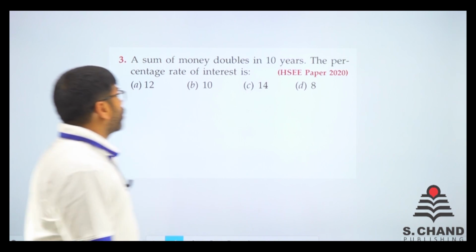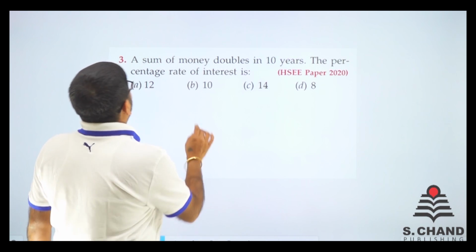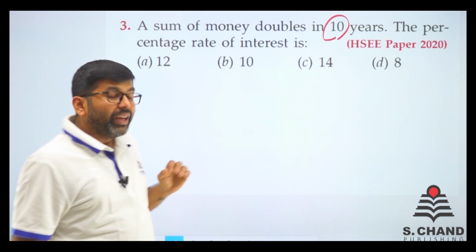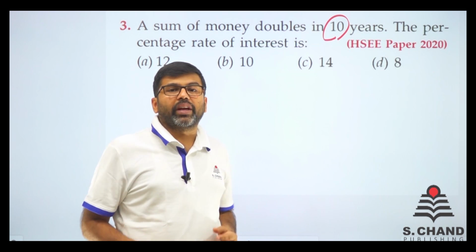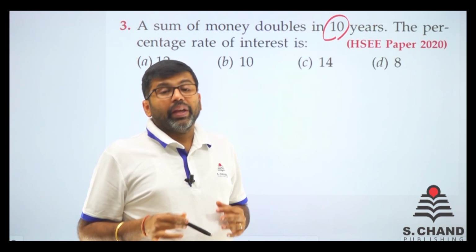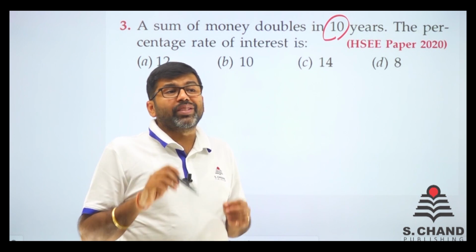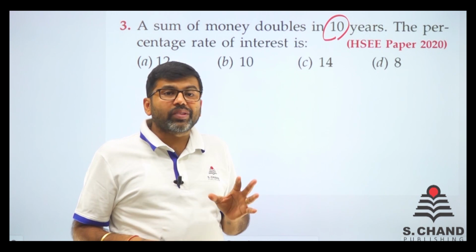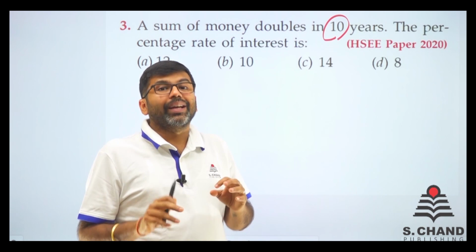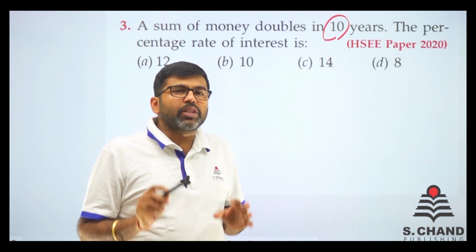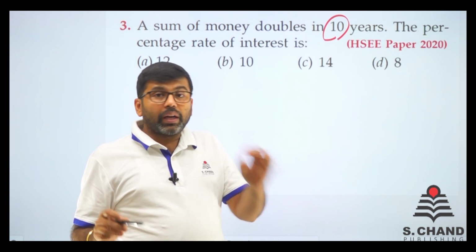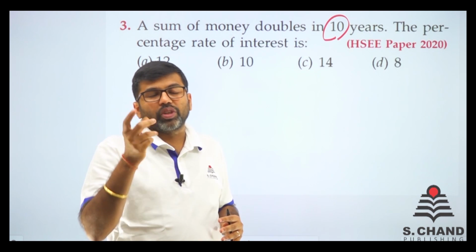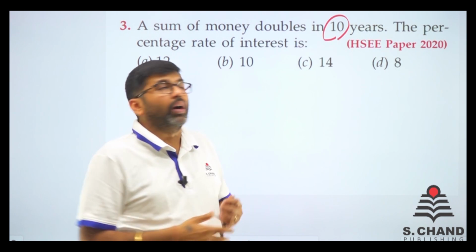So we have here question number 3 of the exercise. A sum of money doubles in 10 years. How does it double? See, if I give you 100 rupees and I get back 200 rupees, that means 100 is the extra amount I get. That extra amount is the interest. So if the interest is equal to the principal, that means the principal has doubled. Principal plus interest is what makes it double, right?